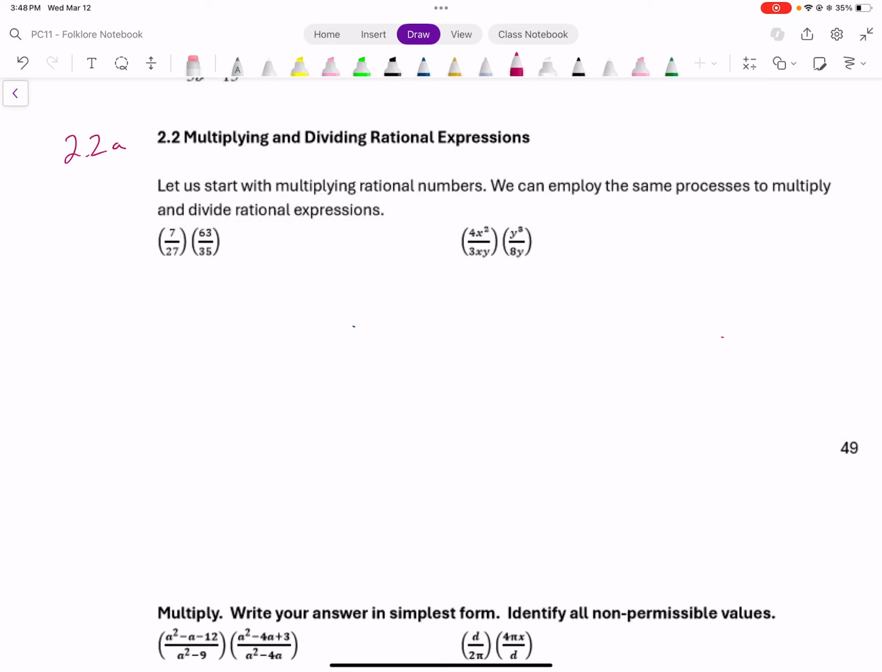So as a quick reminder, what do we do when we're multiplying rational numbers? What I'm going to do is I'm just going to factor. There it is again. I keep on saying the word factor when it comes to fractions. So I'm going to factor 63, and that's 9 times 7, divided by 35, which is 5 times 7.